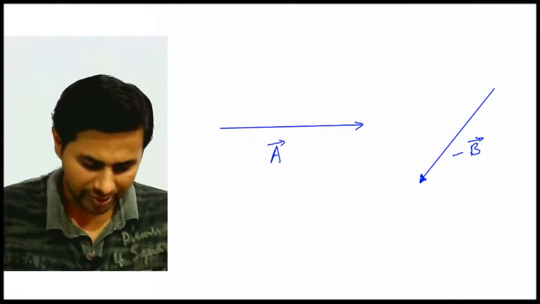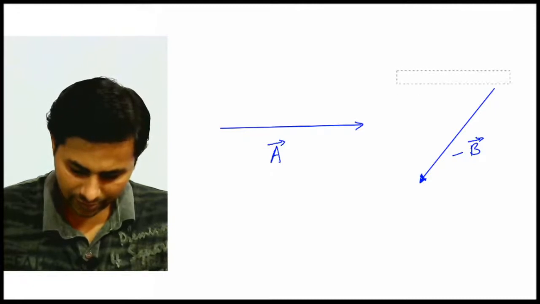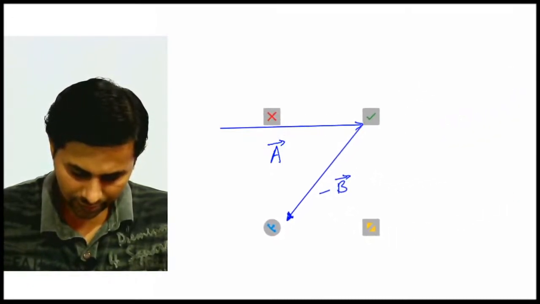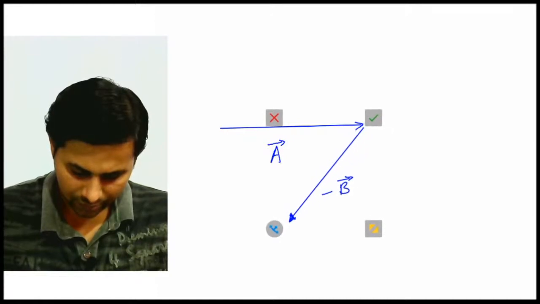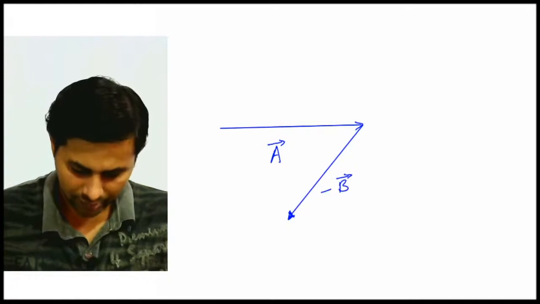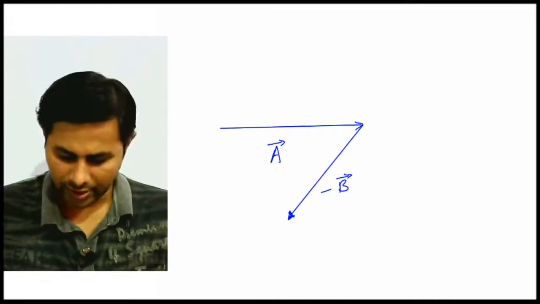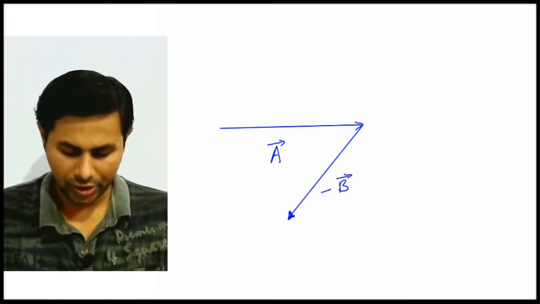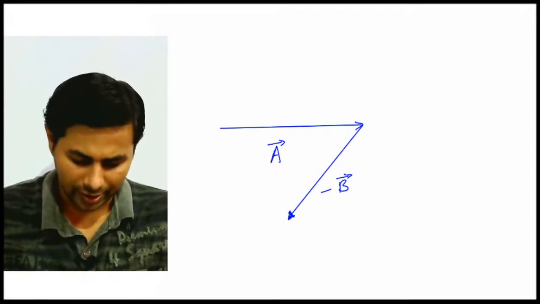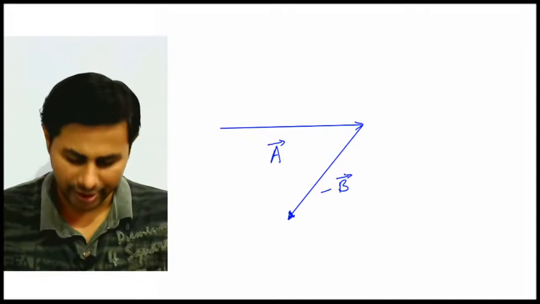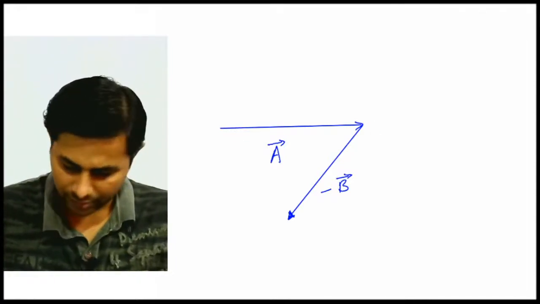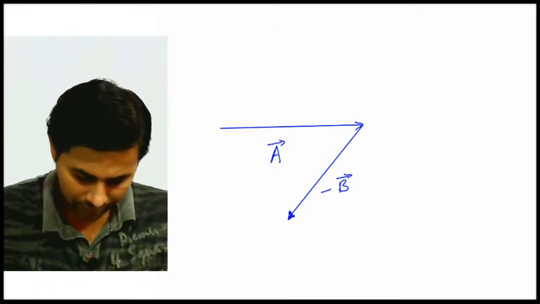So let me erase b bar. Okay, so then resultant of subtraction of a bar and b bar will be resultant of addition of these two vectors a bar and minus b bar.